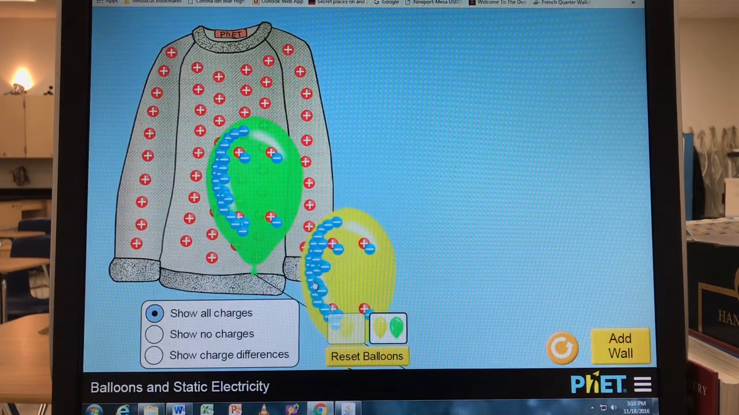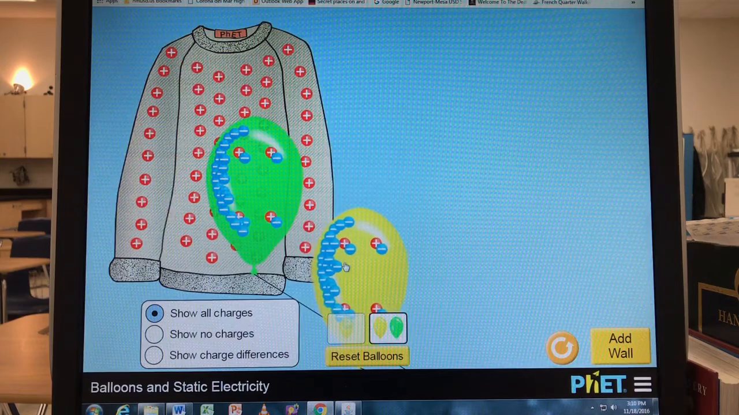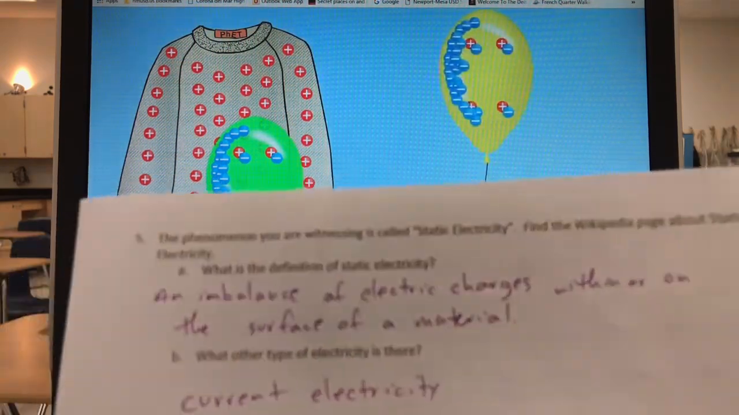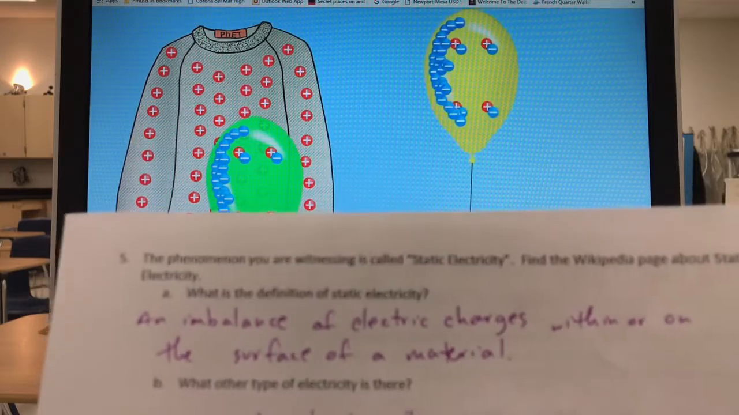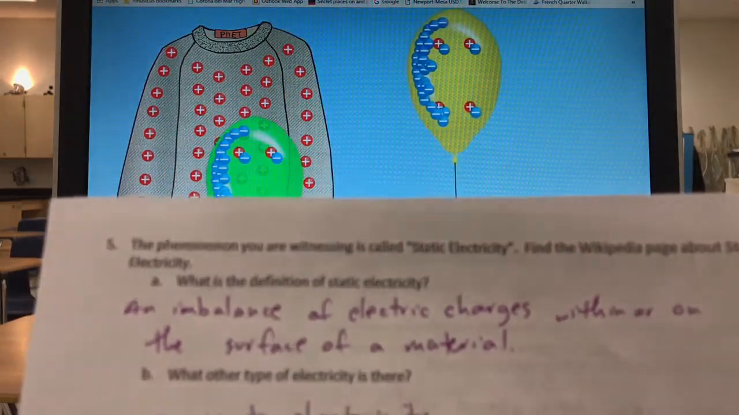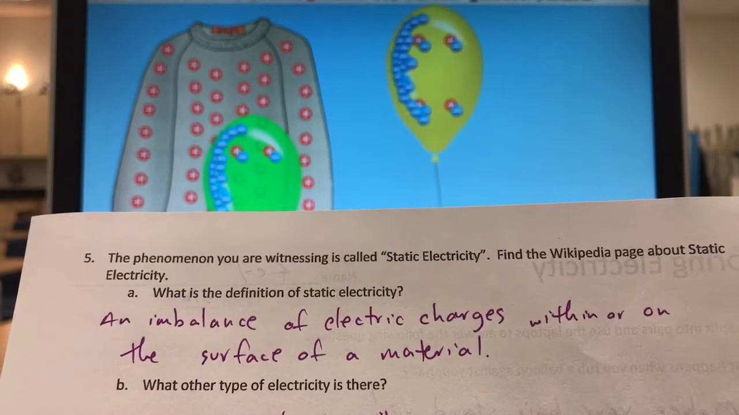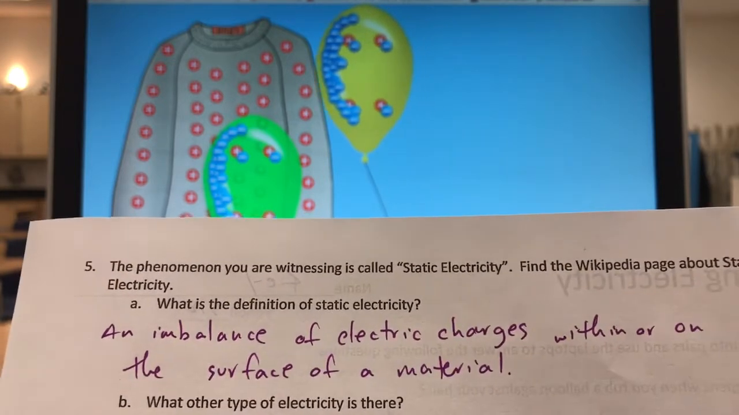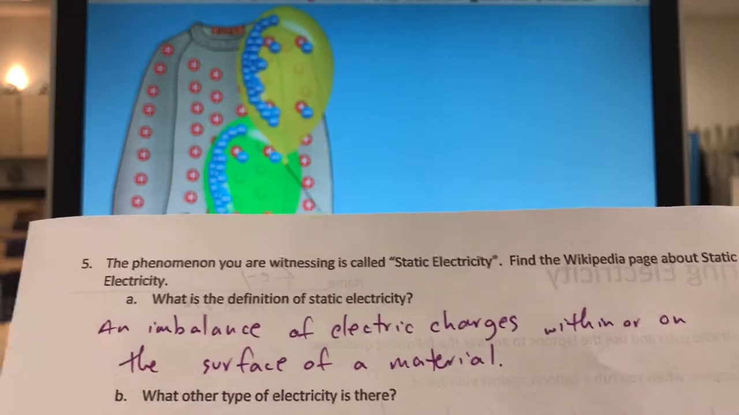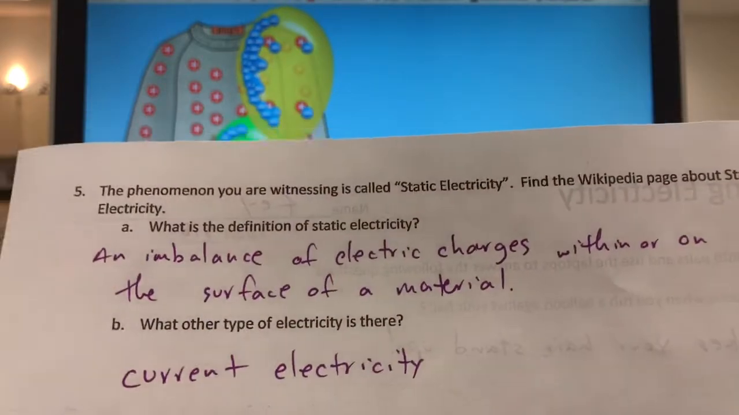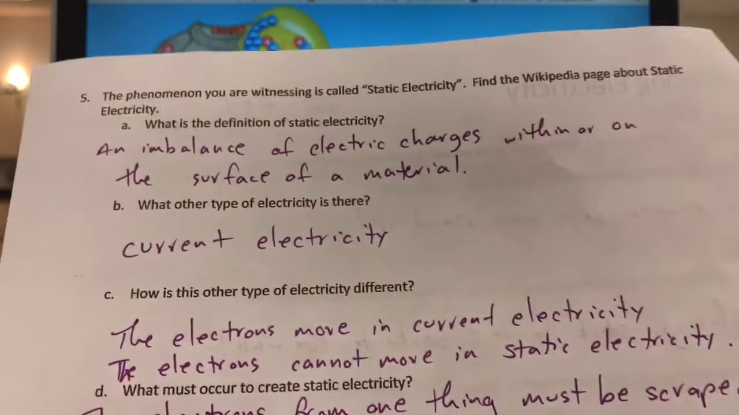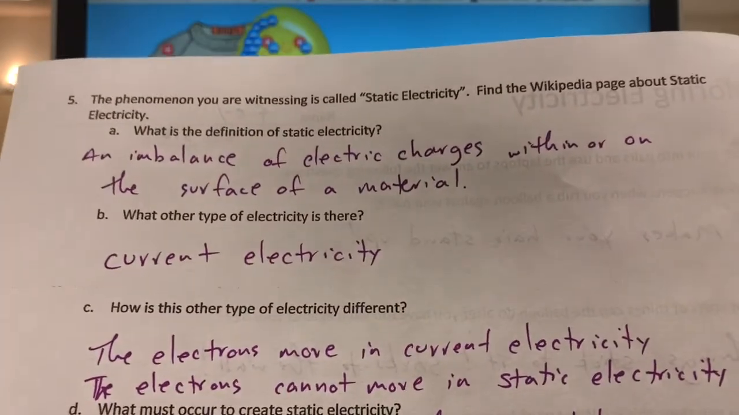So the phenomenon we talked about is static electricity. From the Wikipedia page on static electricity, what is the definition? So we've looked on there, and we see the definition of static electricity is an imbalance of electric charges within or on the surface of a material. And the other type of electricity that is not static electricity, that is normally running through wires and whatnot, is called current electricity. And it's different from static electricity in that electrons move in current electricity.